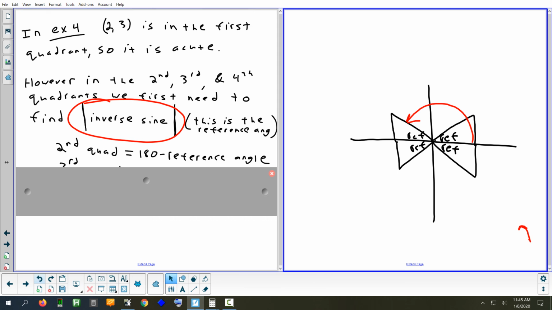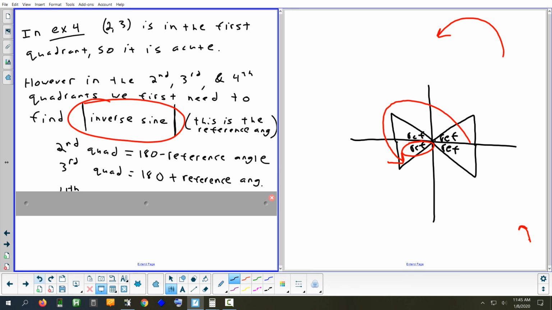Now, let's say they ask you about a problem and the answer is in quadrant 3. How would you get that arc in red if you knew that reference angle? 180 plus the angle. Yep. 180 plus the reference angle. So if that reference angle is 40 degrees, you've gone halfway plus 40 more.